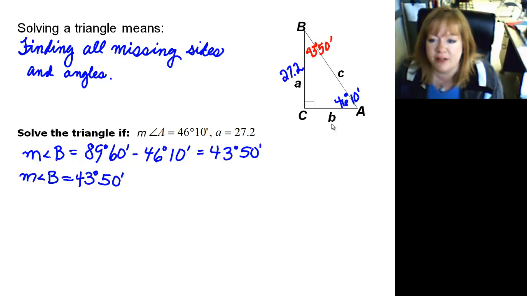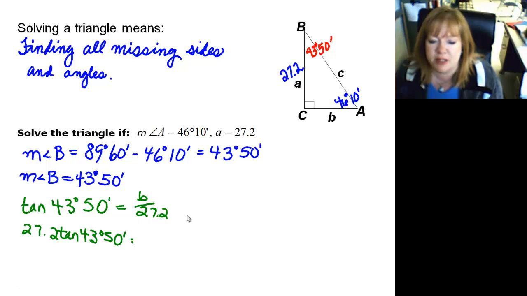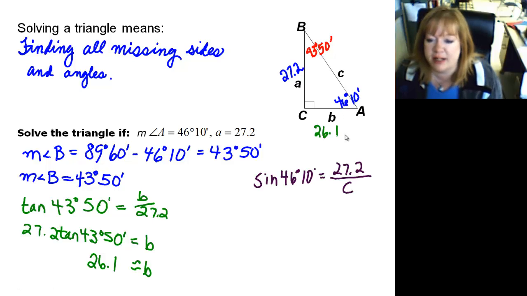And then we need to find little b and little c. Since this is a right triangle, we can use SOHCAHTOA in order to do that. I'm going to do the tangent of 43°50' equals little b over little a. So b over 27.2, multiply both sides by 27.2, and you've got little b. Now for little c, I would use the sine of 46°10'. That's what I would do.